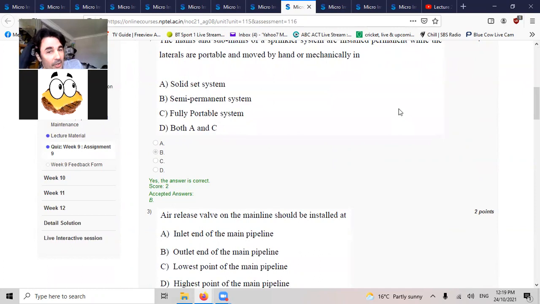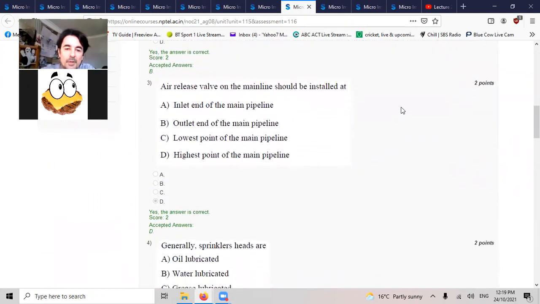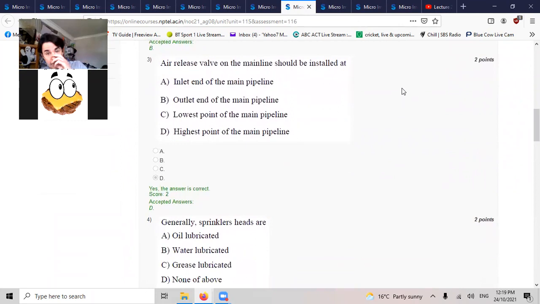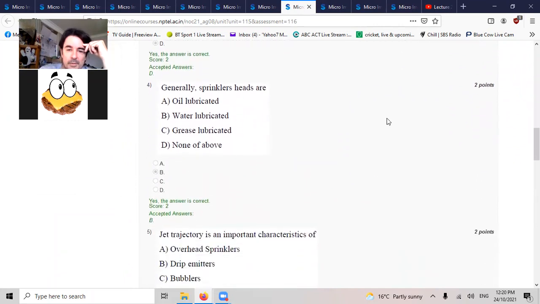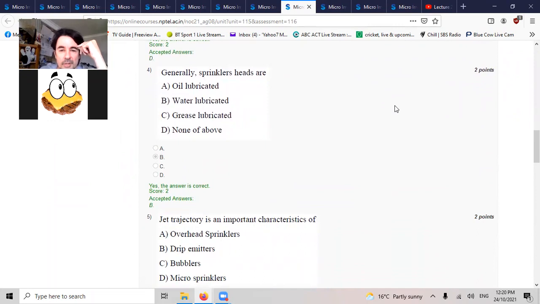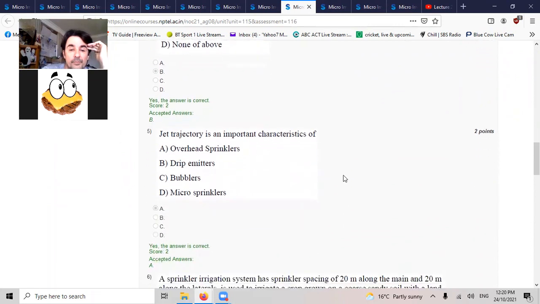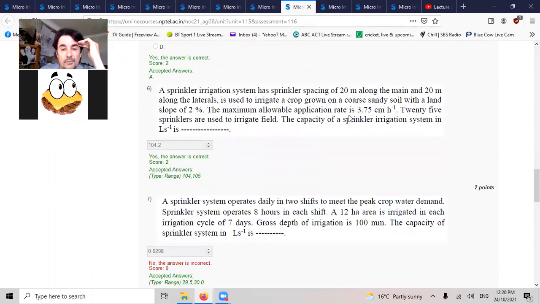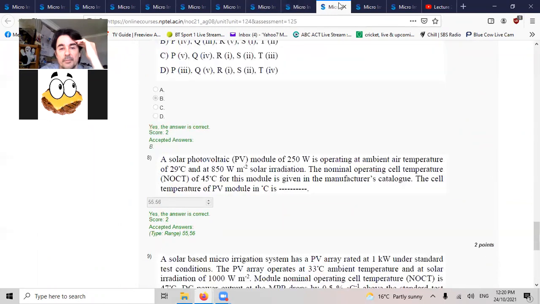The air release valve in the main line should be installed at the highest point. We want air to go out, air travels upwards. Generally, sprinkler heads are lubed with water. You don't want any oil or grease in your water, so they've got to be water lubed. Jet trajectory is an important characteristic of overhead drip, bubble, micro jet. Overhead. Mathematics. See ya.